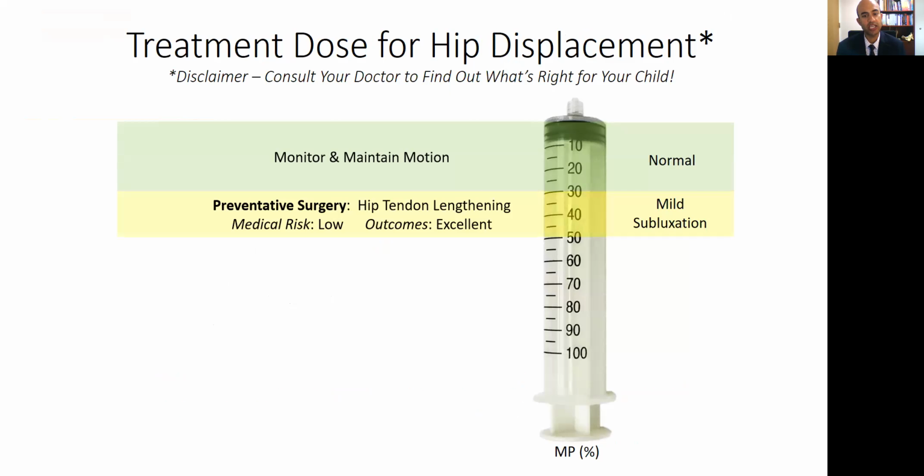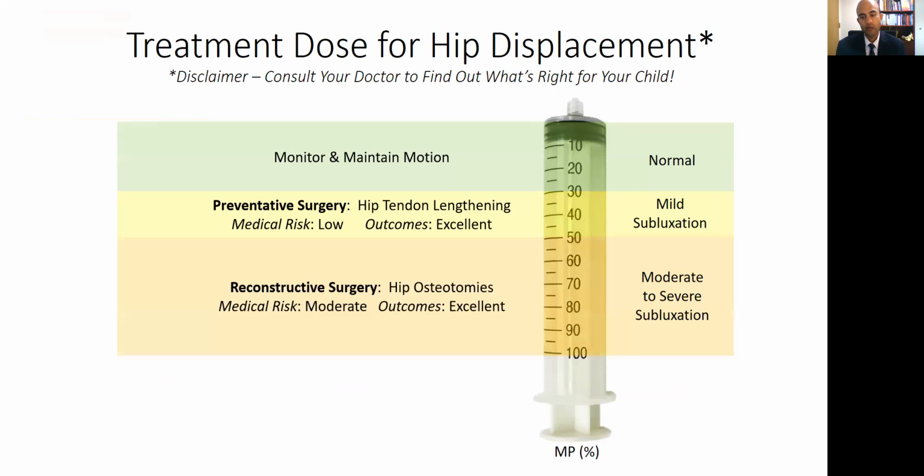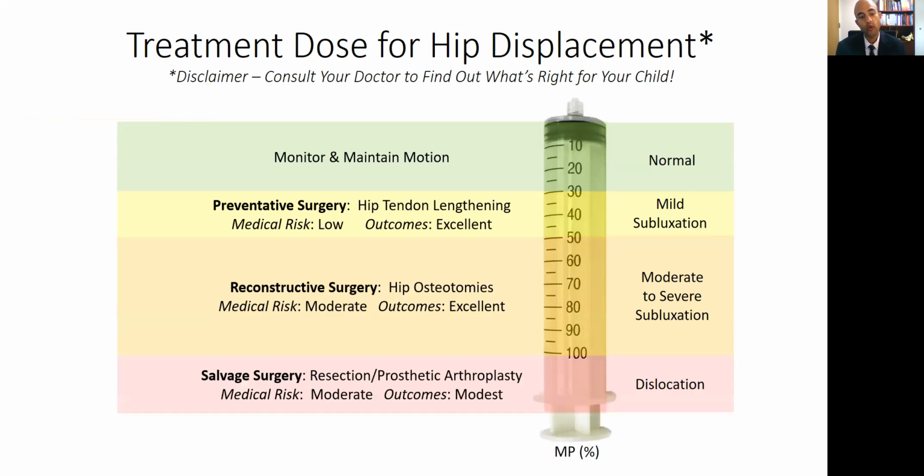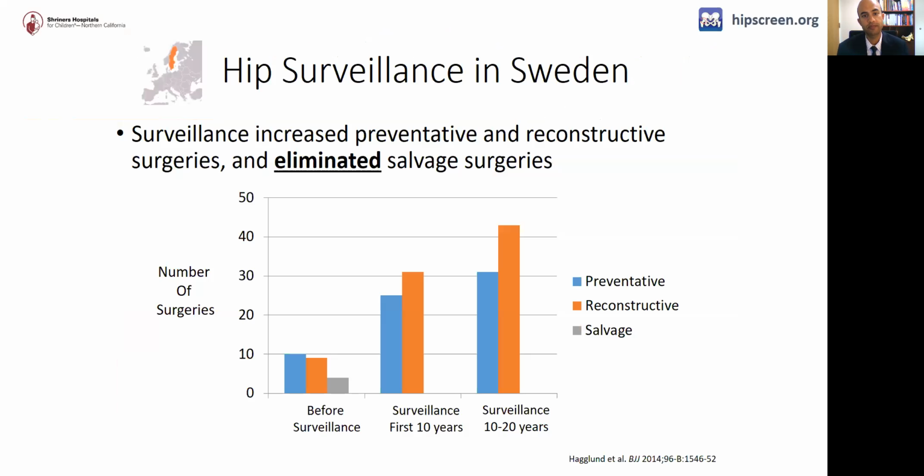When mild subluxation is present, preventative surgery with hip tendon lengthenings can be done. The medical risk here is low, and the outcomes can be good to excellent. When the subluxation becomes more severe, hip osteotomies are required. Here, the medical risk is moderate, but the outcomes are still excellent. We want to avoid salvage surgery required for hip dislocations, where the medical risk is moderate and the outcomes are modest at best. And hip surveillance can help identify these issues so that early treatment can be instituted.